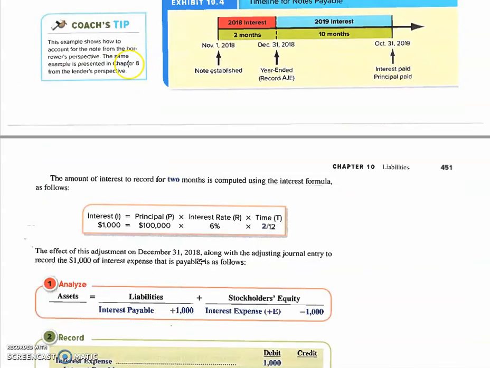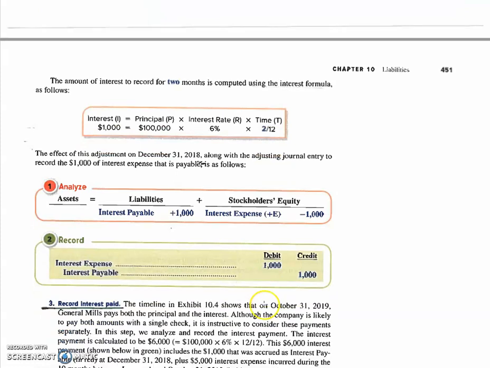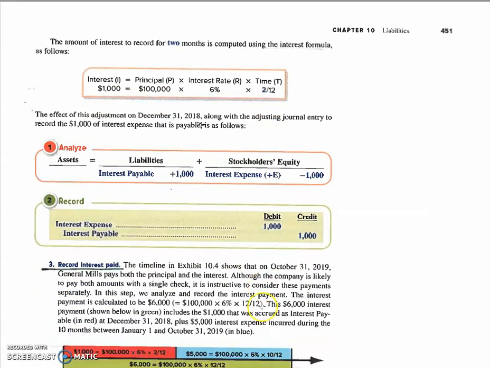So we're going to debit interest expense and credit interest payable to recognize the increase in the liability with the credit and the increase in an expense, which decreases stockholders' equity, with the debit. And there's our entry. Now, at October 31, the next year, we pay off the loan and the interest.